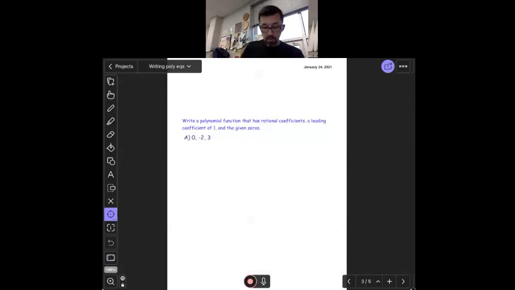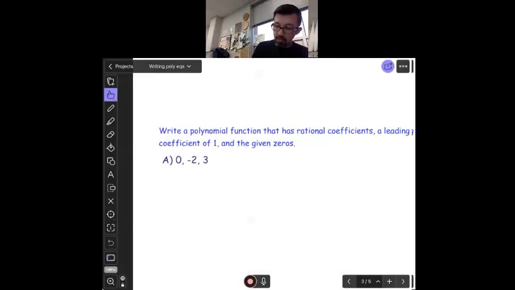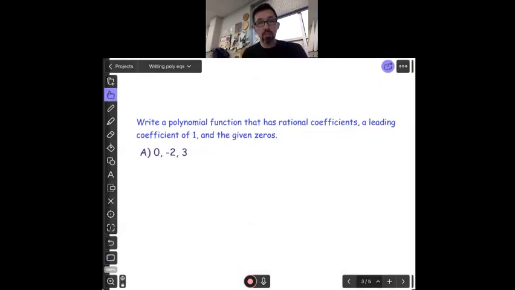So what are we actually doing today? Here are the instructions for the problems as they're going to be written. You're going to write a polynomial function that has rational coefficients, a leading coefficient of 1, and the given zeros. So this is the task you're being assigned. It sounds pretty complex. It's actually not too bad.